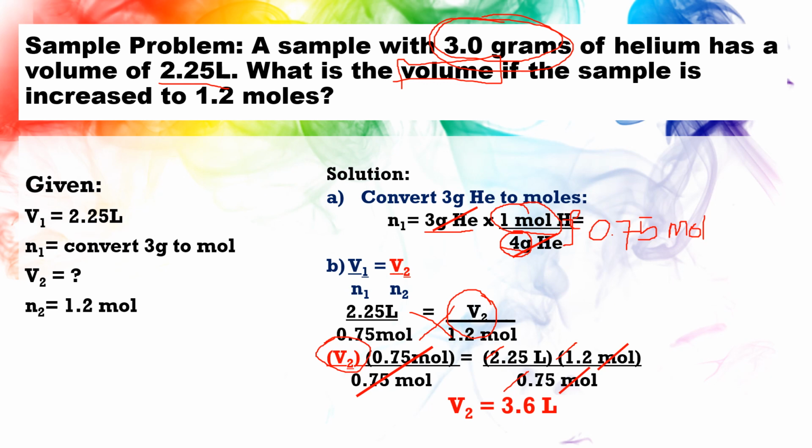So let's check if they are truly directly proportional. The initial number of moles is 0.75, going to 1.2 moles. So there is an increase in the number of moles, so there should also be an increase in volume. It's from 2.25 to 3.6, so it increases. So that's already correct.